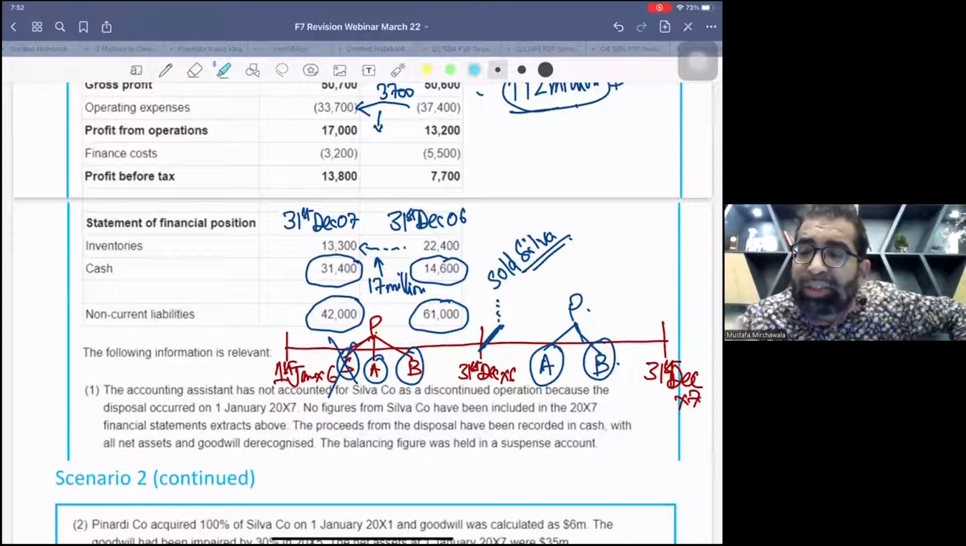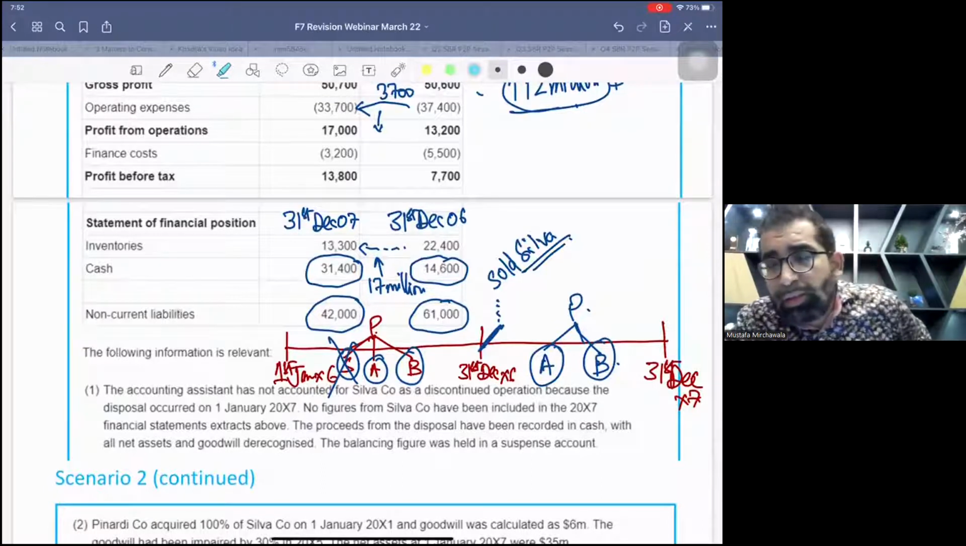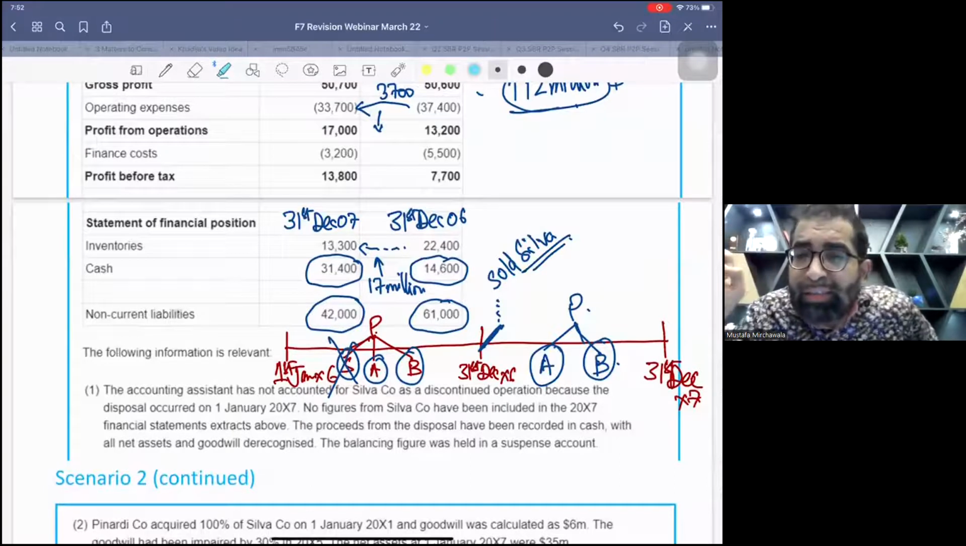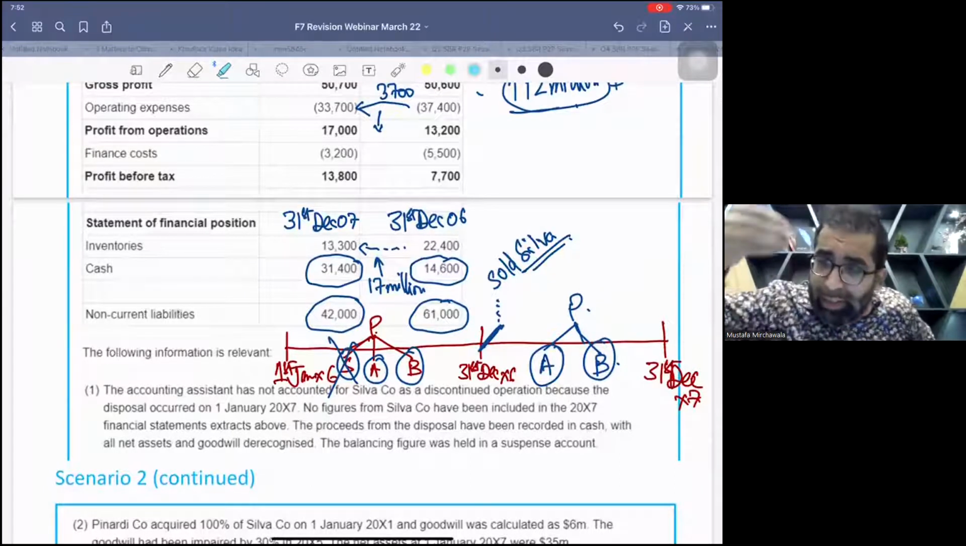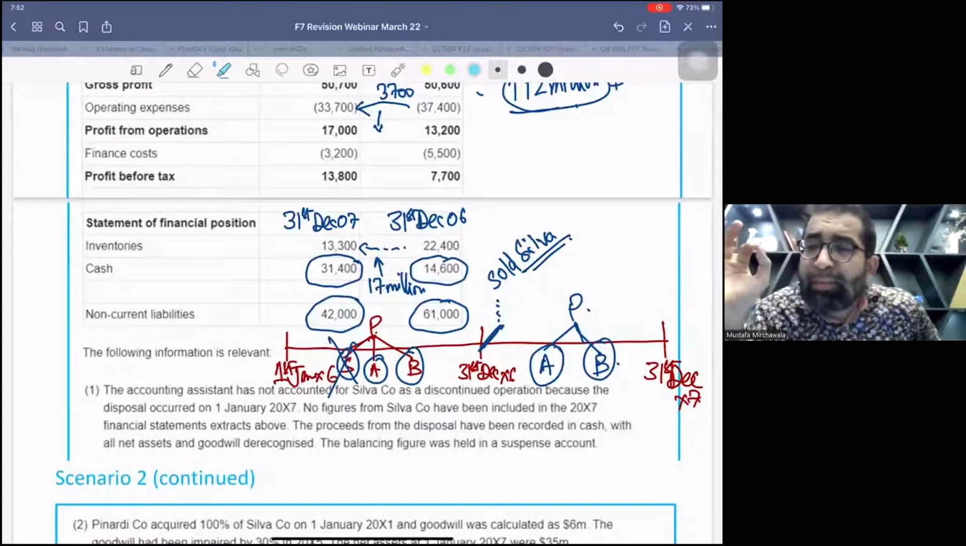So there is a possibility that company was cash rich. There is a possibility that Silva had its own cash reserves. So when we sold Silva, those cash reserves also went. That's why we can't see the pure $42 million effect.